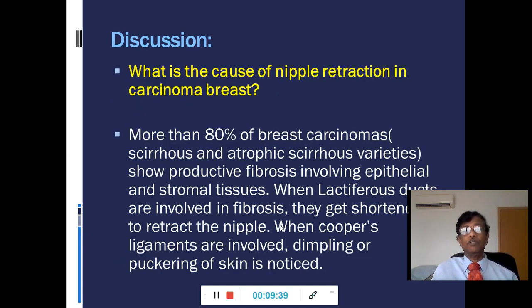What is the cause of nipple retraction in carcinoma of breast? I don't know. More than 80% of breast carcinomas, that is, atrophic scirrhous carcinomas, show a productive fibrosis involving the epithelial and stromal tissues. When lactiferous ducts are involved in fibrosis, they get shortened and retract the nipple. When Cooper's ligaments are involved, dimpling or puckering of the skin is noticed.